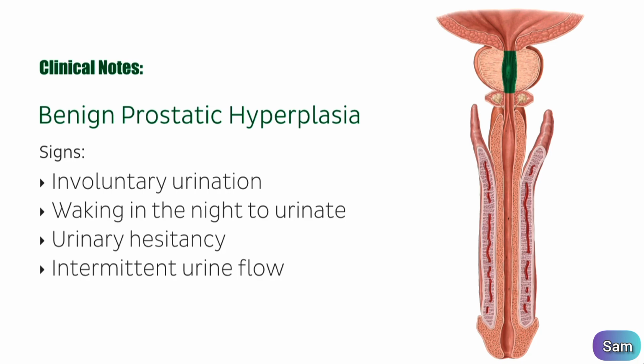This condition differs from cancer both anatomically and clinically. Cancer typically starts in the outer zones of the prostate, not affecting urine flow until its later stages, whereas benign prostatic hyperplasia begins in the inner zones of the prostate, affecting the urethra much earlier on.